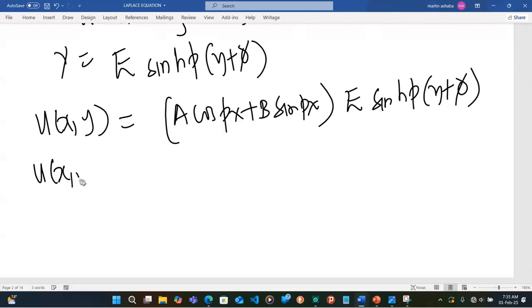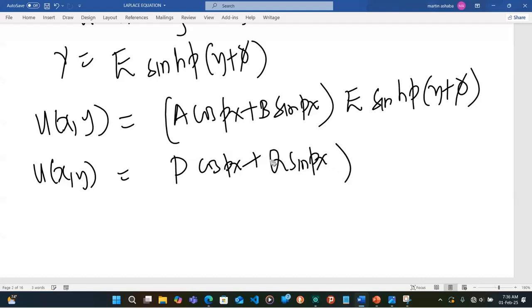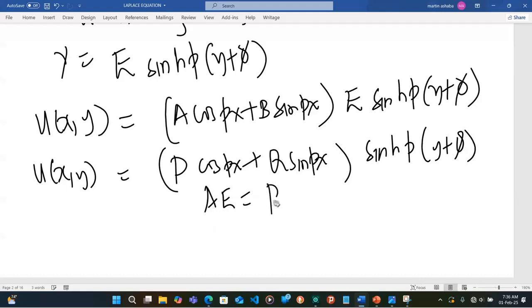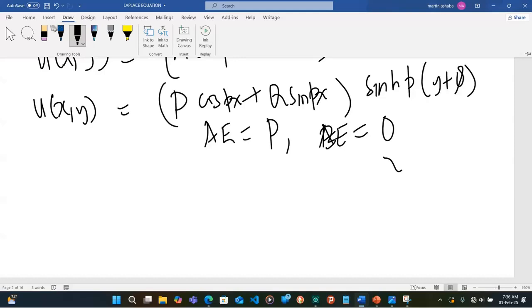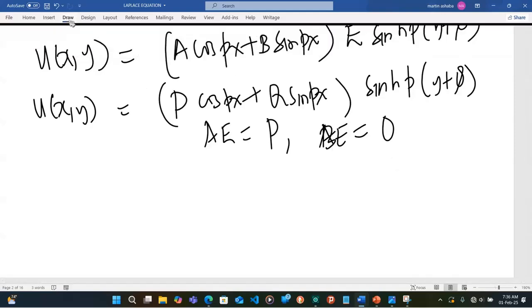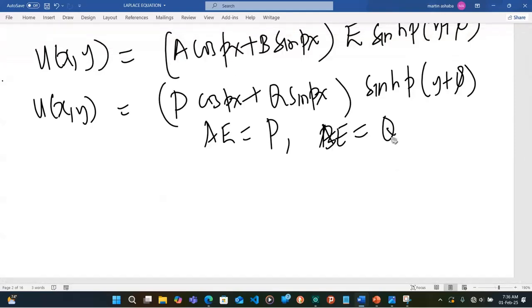So u(x,y) is equal to (P cos px + Q sin px) times the hyperbolic sine function of p(y + phi), whereby A is equal to capital P, and B is going to be the Q. Yes. So what next? We are now going to apply the boundary conditions.